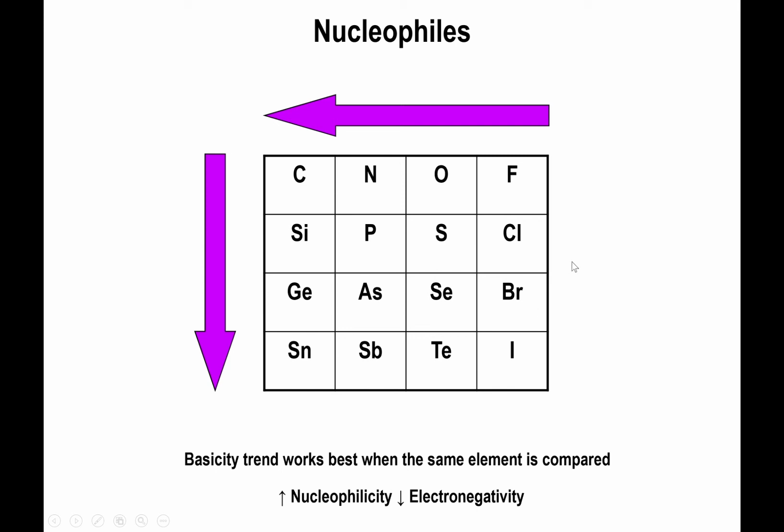So what this basically means is that fluorine is going to be less nucleophilic than oxygen. Oxygen is going to be less nucleophilic than nitrogen. Nitrogen is going to be less nucleophilic than carbon. Phosphorus is going to be more nucleophilic than nitrogen. Sulfur will be more nucleophilic than oxygen, and so on and so forth.